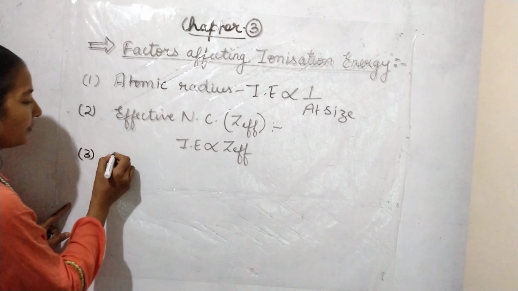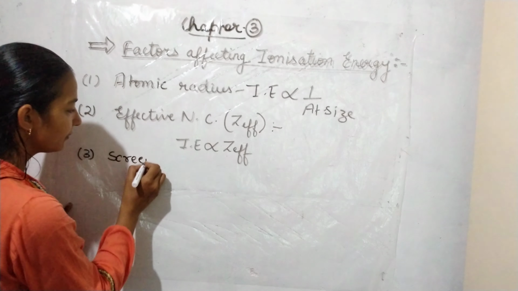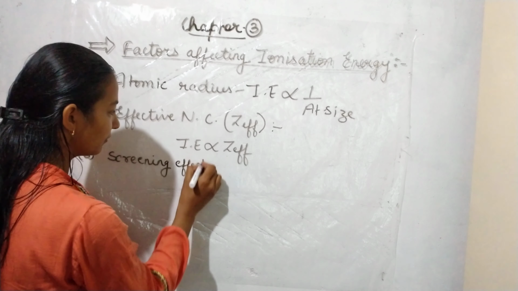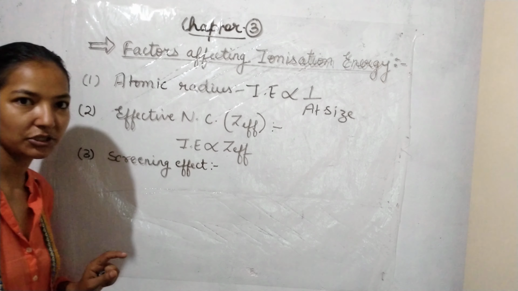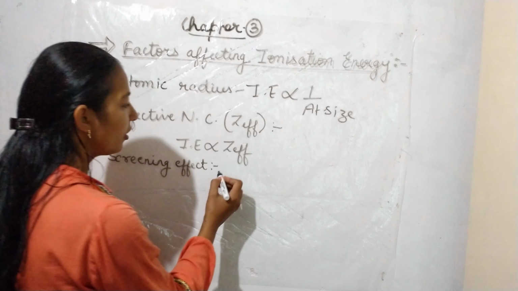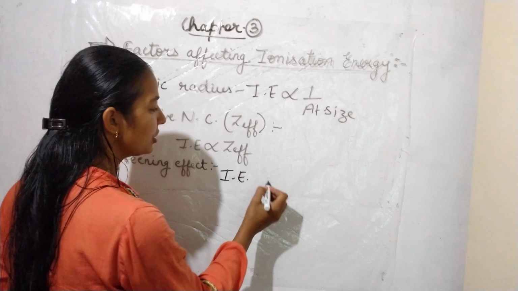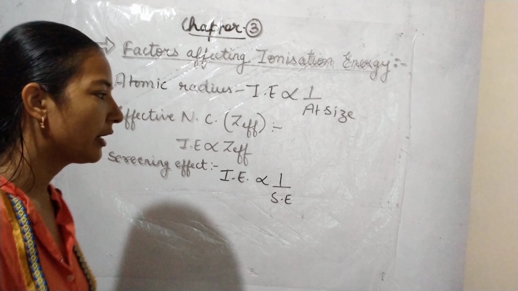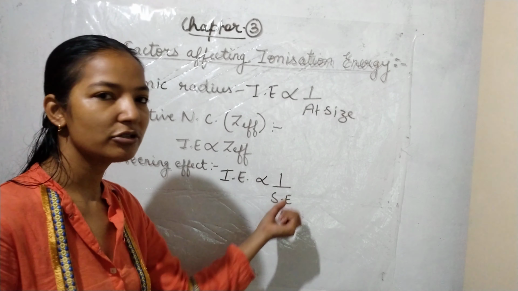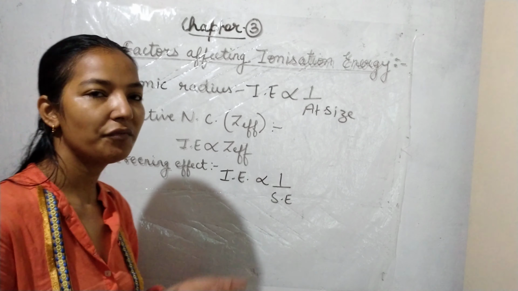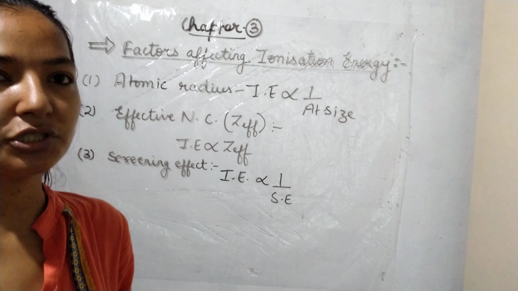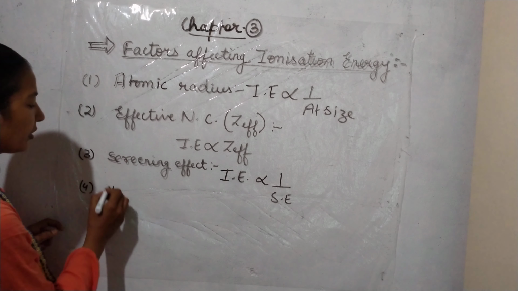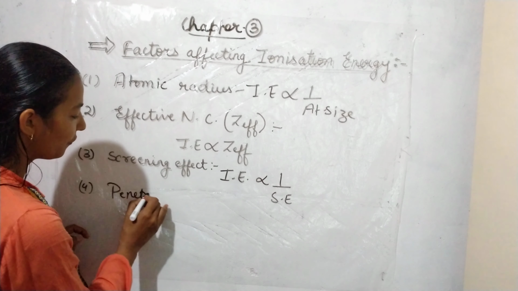Third one is the screening effect, or shielding effect. That is what it is called. The ionization energy is inversely proportional to the screening or shielding effect. As much as the screening effect or shielding effect increases, we will require lesser ionization energy to remove the electron from the atom.